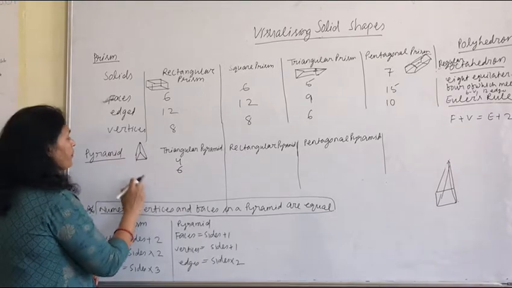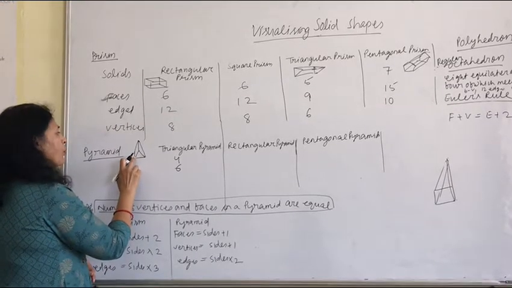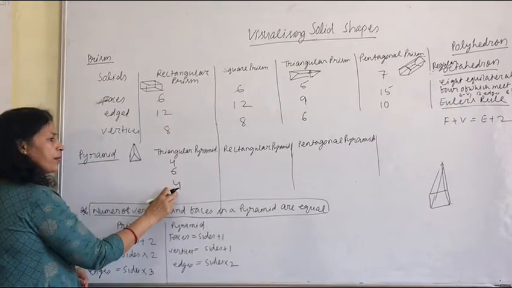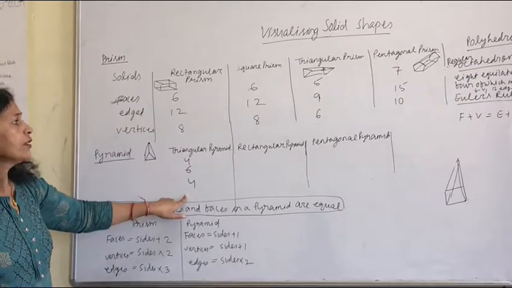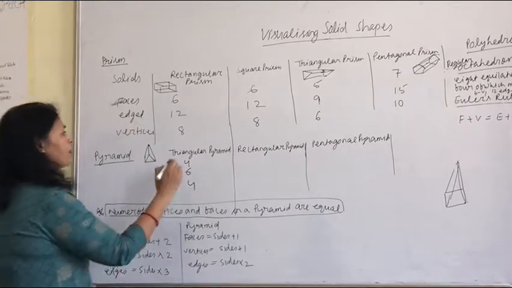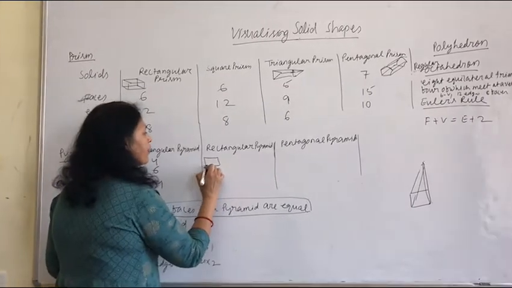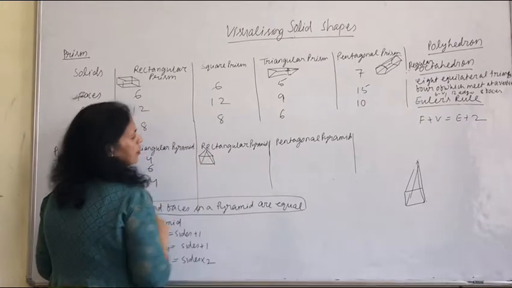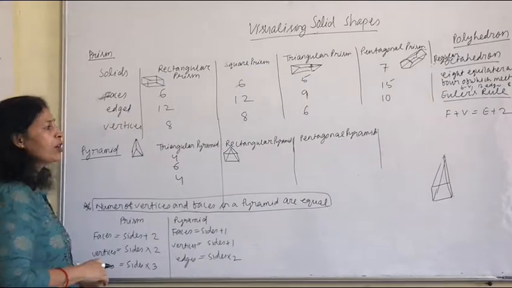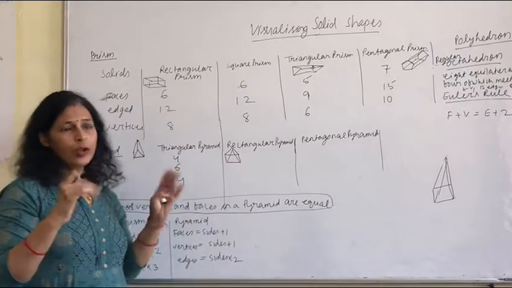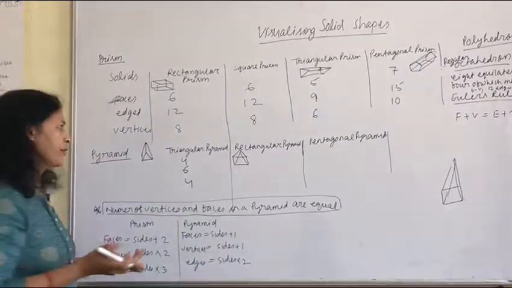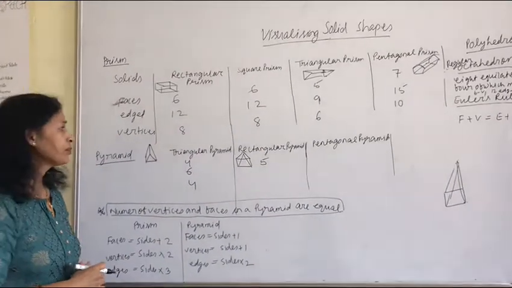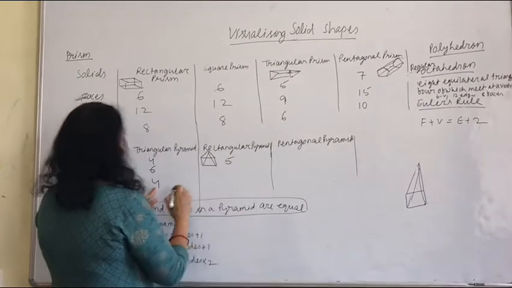And vertices also 4. 1, 2, 3, then 4. So the number of faces and the number of vertices are equal. Then a rectangular pyramid: suppose you have a rectangular face and you join one point like that. Rectangular means this has 1, 2, 3, 4, then the bottom is your 5. So 5 faces. Okay. Then vertices also 5.